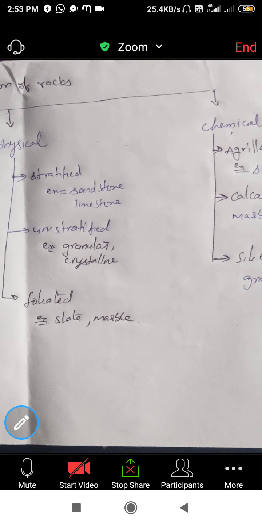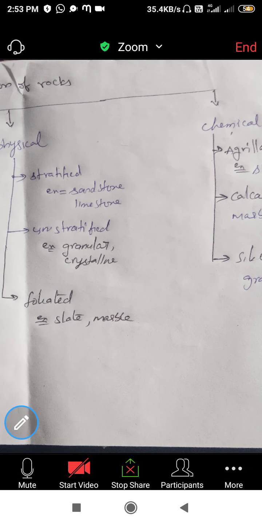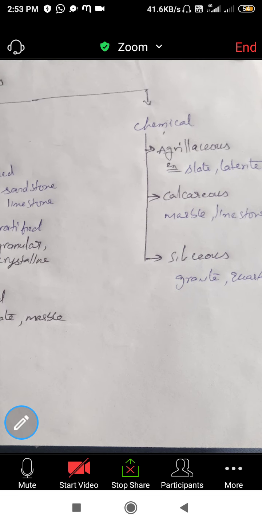Once again repeating, physical classification is divided into three types. One is stratified, second one is unstratified, third one is foliated. Stratified rocks are layered structures, split easily. Unstratified rocks are not laid structurally, splitting is not easy. In the same way, foliated rocks can split in a particular direction. That type of rock is called foliated rocks. These are the examples.